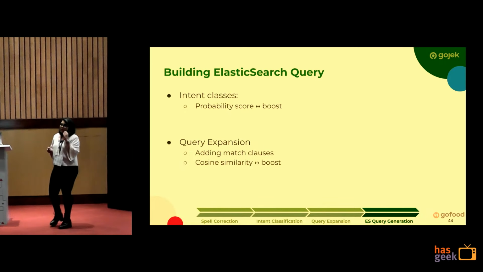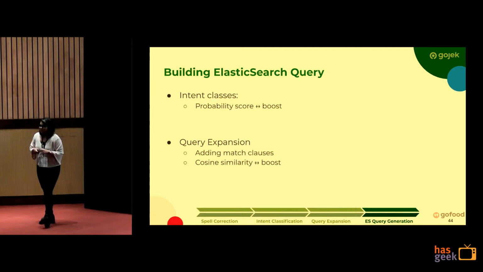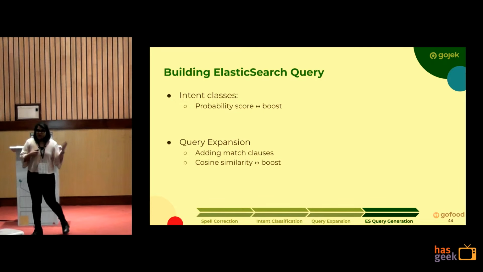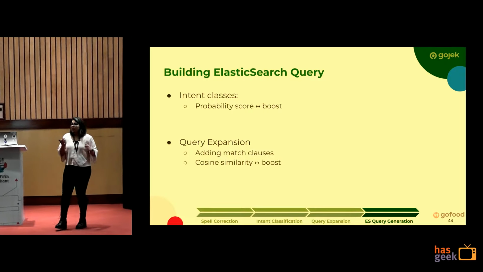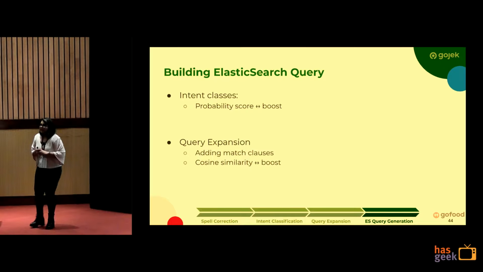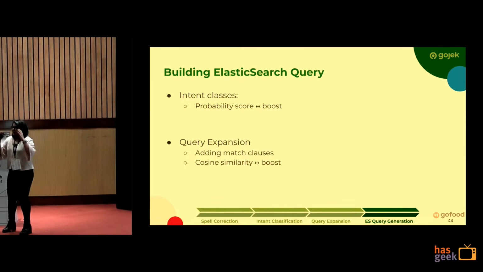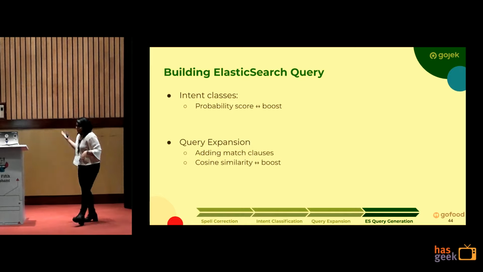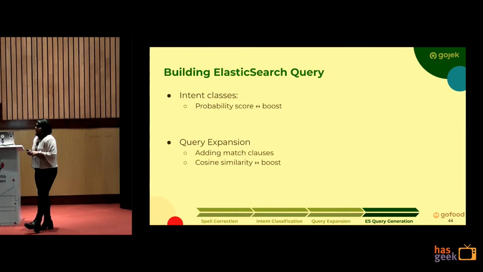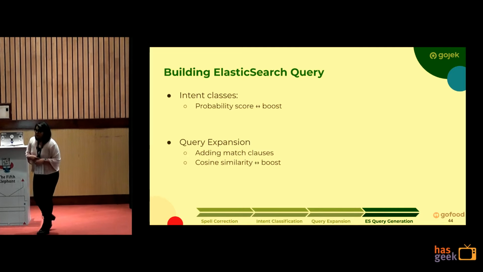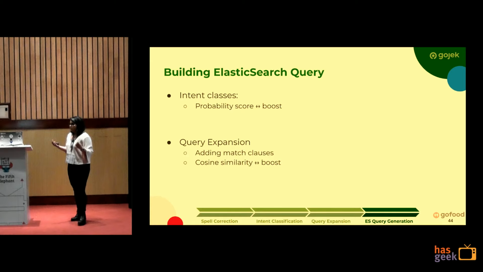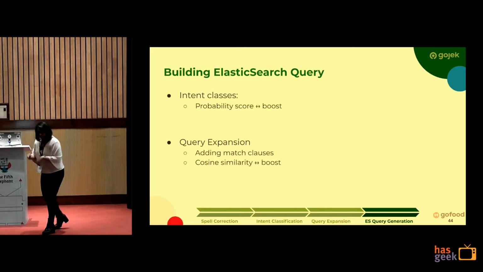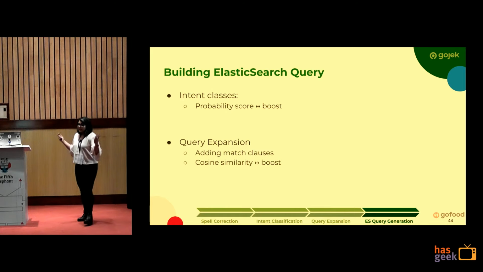So I mentioned that the probability of the search query corresponding to each label was taken into account in the search query. The way we take it into account is by using it as a boost value. So the boost value for each of these intents makes sure that if there is a match, for example, if someone searches for Korean, and we say that the probability of Korean being a cuisine is very high, then all restaurants which have the cuisine Korean will get boosted up and have an additional weight compared to restaurants that don't have the cuisine Korean. So that is how the output of the intent classifier is taken into account.